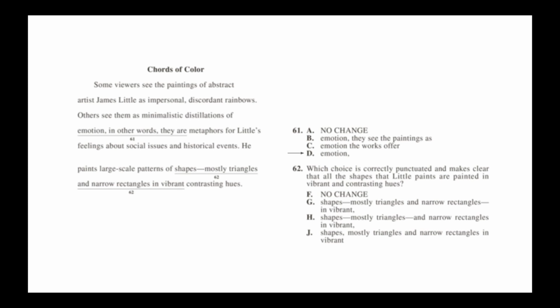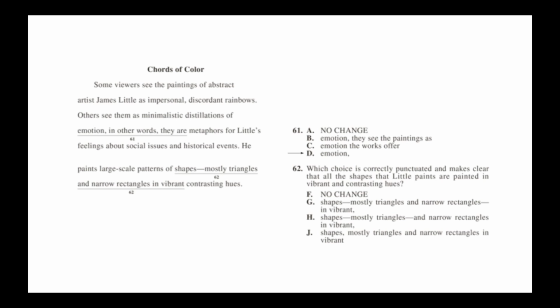If we keep going through the options, if we try G, for example, and replace the underlined portion, he paints large-scale patterns of shapes, mostly triangles and narrow rectangles in vibrant contrasting hues. This sentence separates mostly triangles and narrow rectangles with the dashes correctly, so that the sentence is still portraying the idea that all the shapes that Little paints are in these vibrant contrasting hues, and it's correctly punctuated.